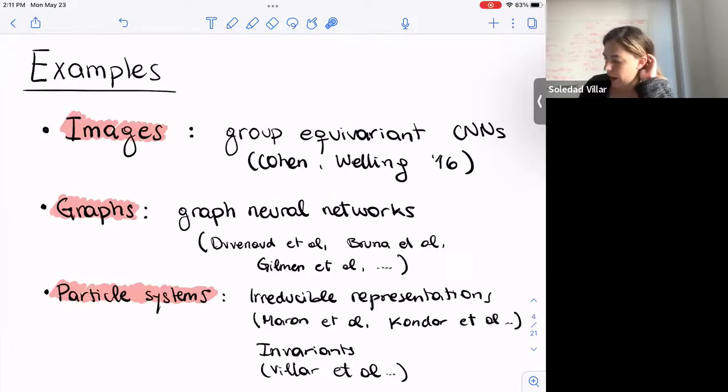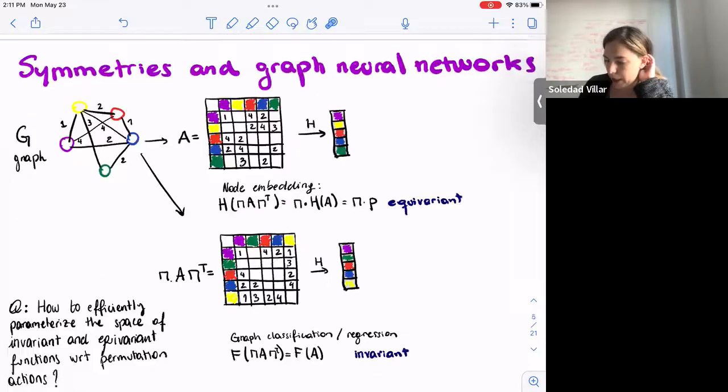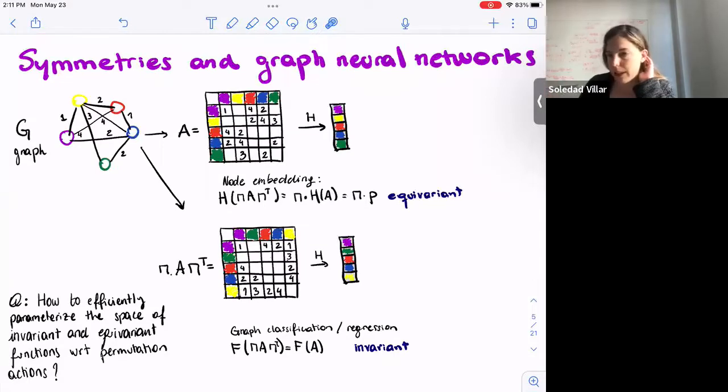So otherwise I'm going to start with explaining what are the symmetries that one cares about on graphs. Basically, the idea is that if you're given a graph like this one, then you can write the adjacency matrix of the graph, but the adjacency matrix is not unique. You can write many adjacency matrices by doing a permutation of the order of the labeling of the nodes, or the permutation of the order of the nodes.